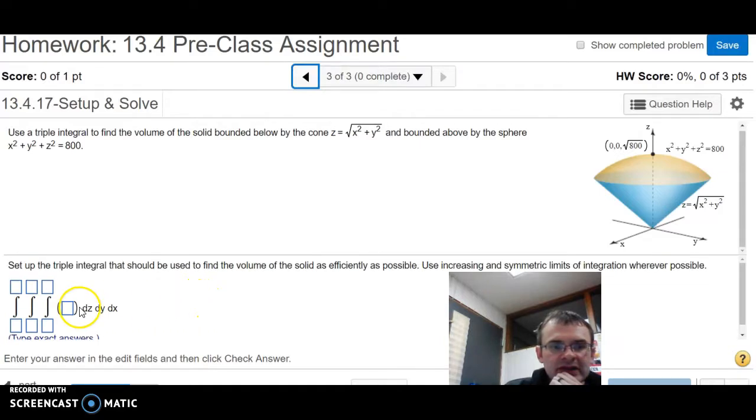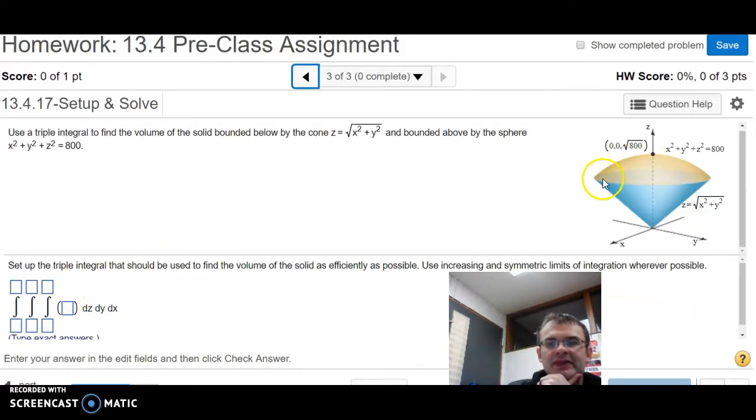They want us to start with z. So if you take a typical point, you're going to come in the cone and out the top of the sphere, so your bounds on that are going to be square root x squared plus y squared to x squared plus y squared plus z squared equals 800. You've got to solve that for z up there, and you know you want the positive part of that, right? So that's what's going to happen there.